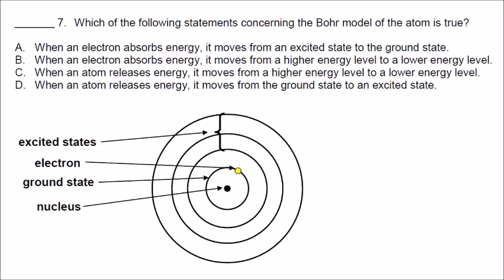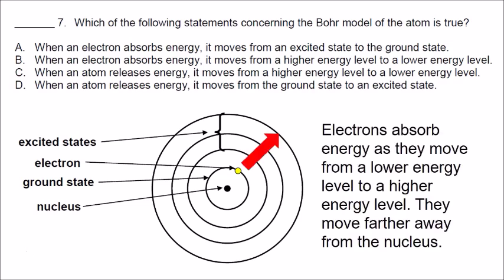We have a nucleus in the center, and we have the first energy level called the ground state, and there's an electron at that level. And then we have various higher energy levels known as excited states. So if the electron absorbs energy, it can move from a lower energy level up to a higher energy level, which is farther away from the nucleus.